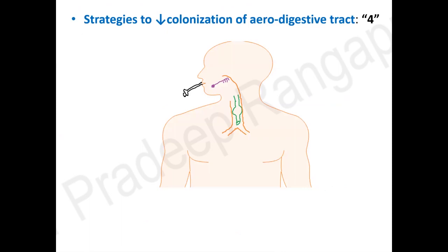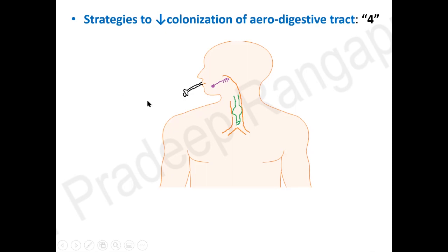The second domain is the steps taken to prevent aspiration of the aerodigestive tract, which is maintaining cuff pressure, avoiding self-extubation or unplanned extubation, and simple head elevation. These go a long way in reducing the risk of aspiration. The third domain, or third pillar, is strategies to reduce colonization. The second one was to prevent aspiration; the third is strategies we could adopt to reduce colonization of the aerodigestive tract.